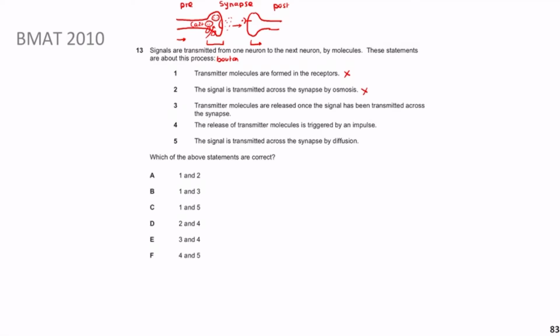Transmitter molecules are released once the signal has been transmitted across the synapse. And that also has to be correct, isn't it, guys? Because it's the fact that the transmitter molecules are released and then you transmit the signal across.